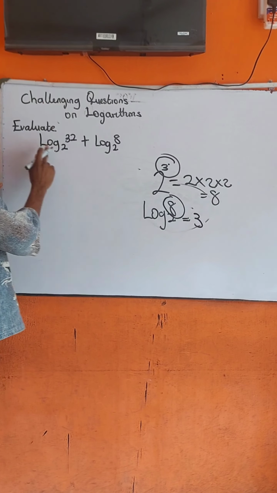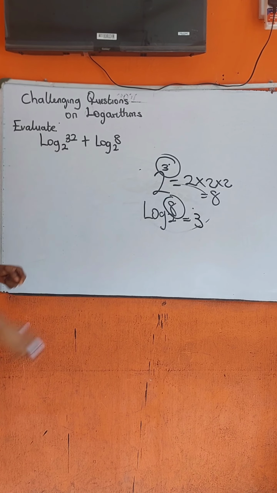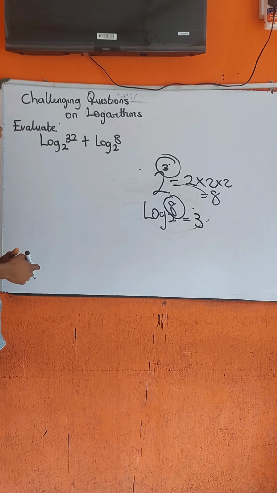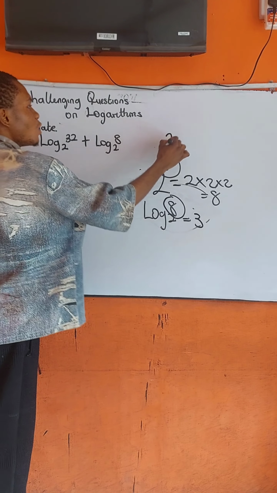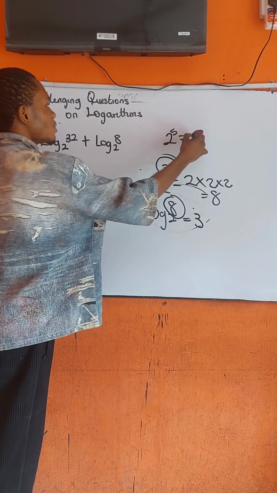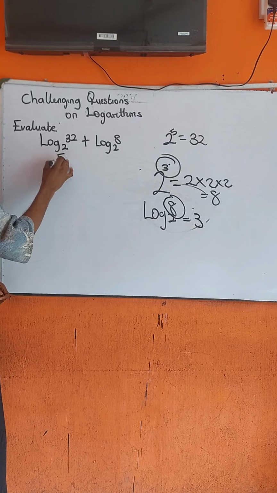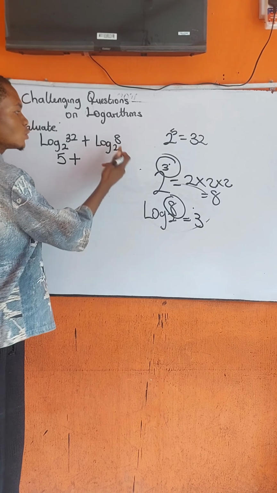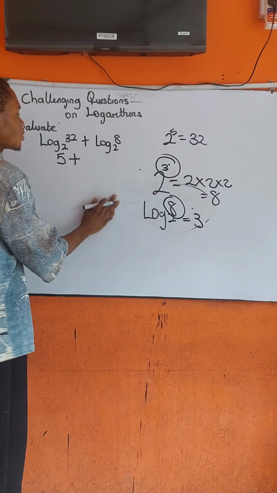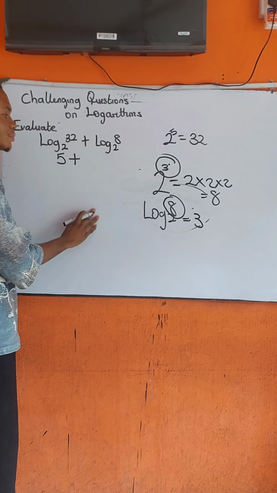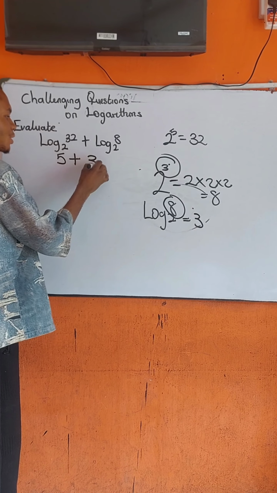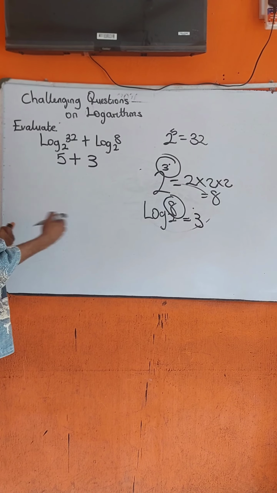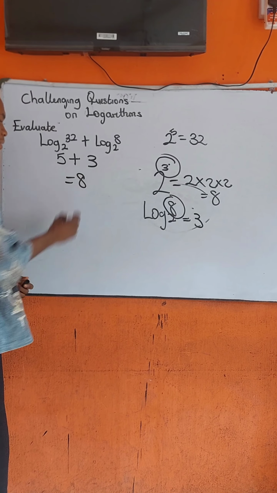So back to the question, log 32 base 2 is asking what power 2 must be raised to give me 32. I know that 2 raised to power 5 will give me 32. So the 5 here, like in our example where 2 raised to 3 gave us 8, is the answer. So the answer to this question is 5.